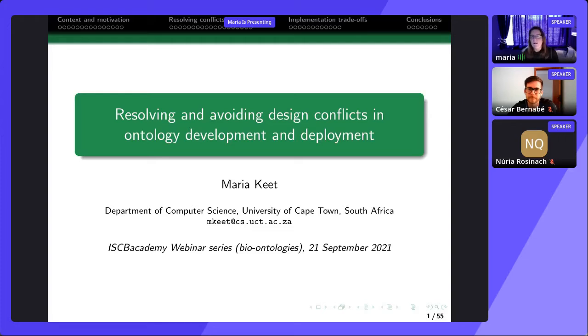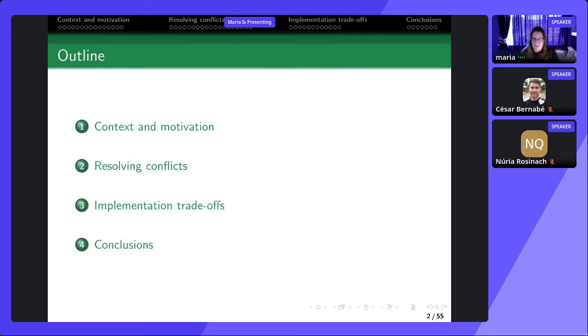The work that I will be focusing on in this presentation emanates from a recent paper that Nuria asked me to focus on, which looks at resolving and avoiding design conflict, especially in ontology development, and to some extent also in deployment, and basically the using of ontologies. And a further note here, we'll look first a little bit at some context and motivation, because what I understood is that there is a mix and a background of people who will be watching this presentation. And then we'll move on to resolving the conflicts.